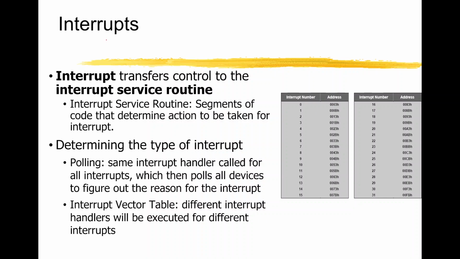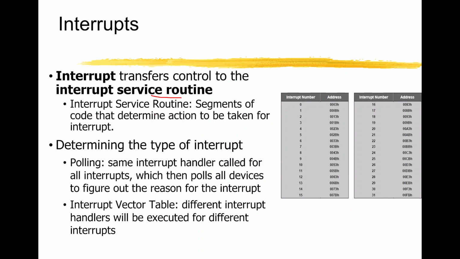Now we have interrupts. An interrupt transfers control to the interrupt service routine. This is a way the computer system, through the operating system, can be told to do certain things. Like if it's running a process, you could tell it to stop the process and pick another process. It could also run what we call system calls.